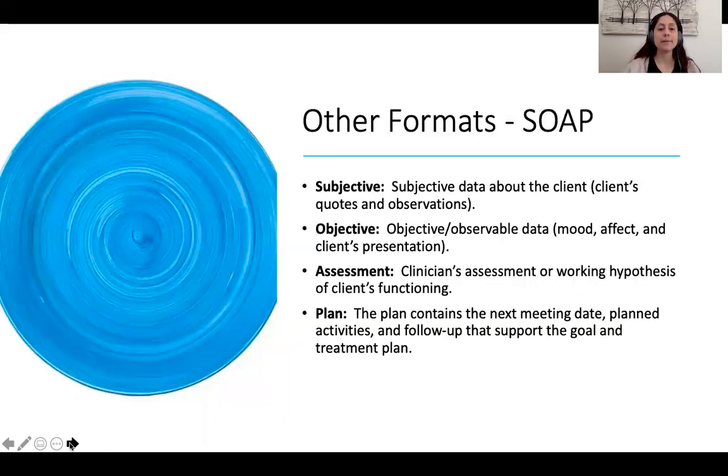All right, another format is SOAP. And here the S and the O take from the BIRP format and expand on them with more depth. You have a specific section for the subjective and a specific section for the objective. And then here, instead of providing the IRP, you actually have instead an assessment of the client's progress and functioning, and that's your A. Okay, so S and O, just like the behavior section of the BIRP, A for assessment takes the place of your IR, your intervention and response. And then finally, you have a plan with a couple more specifics than we had in the GIRP or BIRP format. They want to know next meeting date, planned activities, and follow-up support.